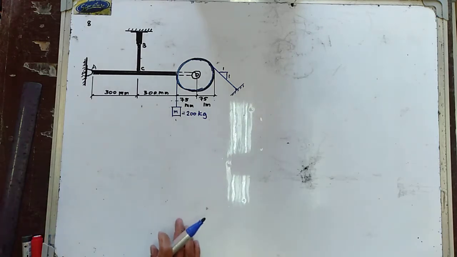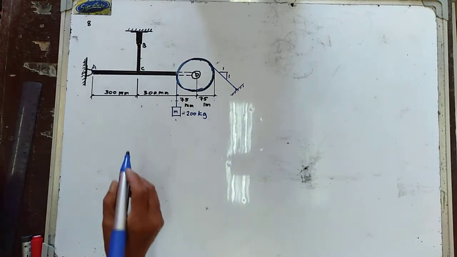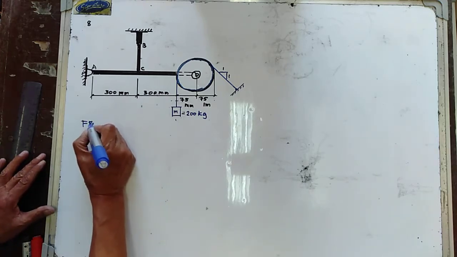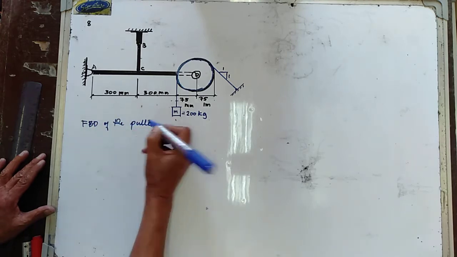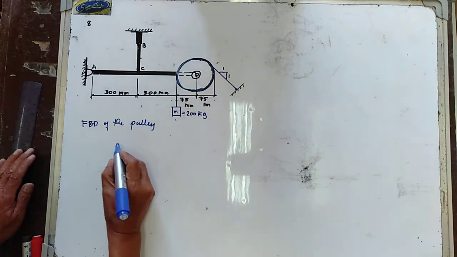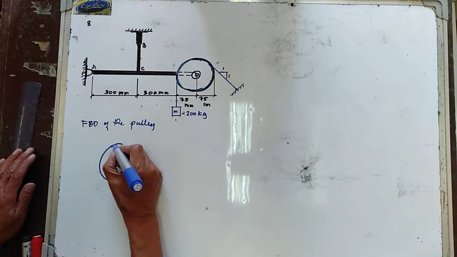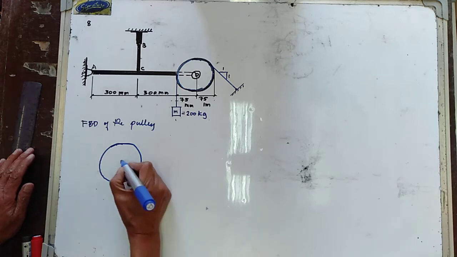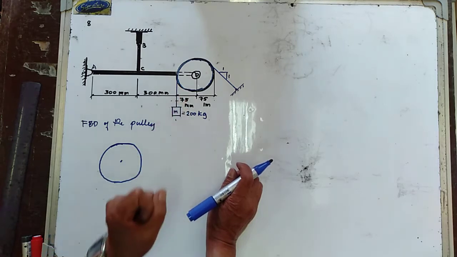So first, let's try to draw the free body diagram of the pulley. So we now have the FBD of the pulley. So this is your pulley. Take note that the radius of the pulley is equal to 75 millimeters.